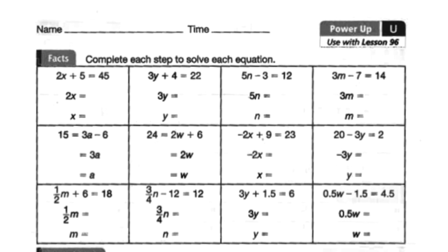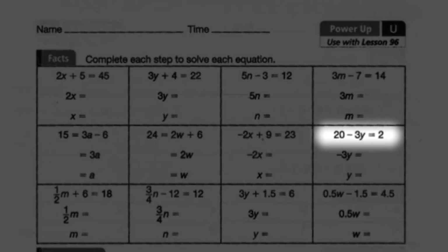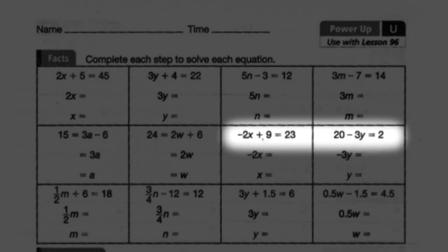Next problem. 20 minus 3y equals 2. This problem can seem very tricky when you first look at it. But I want you to notice something. How does this problem compare with the previous one we just completed? The problem is actually very similar.